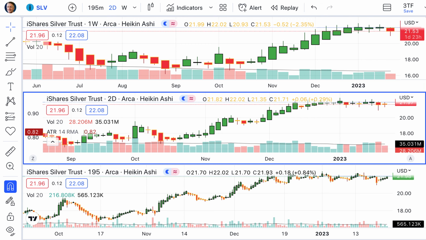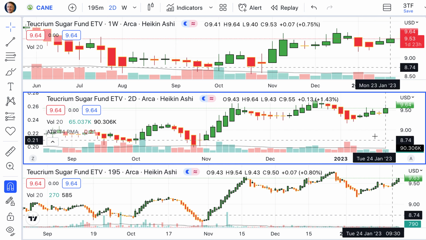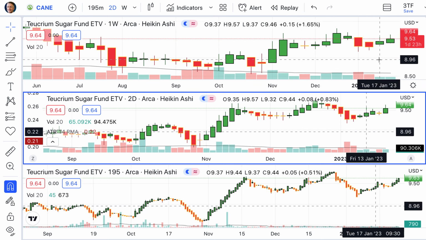So keep your eye on silver. You don't want to be getting it right now. The dummies are buying it now. Wait again to do a practice trade.